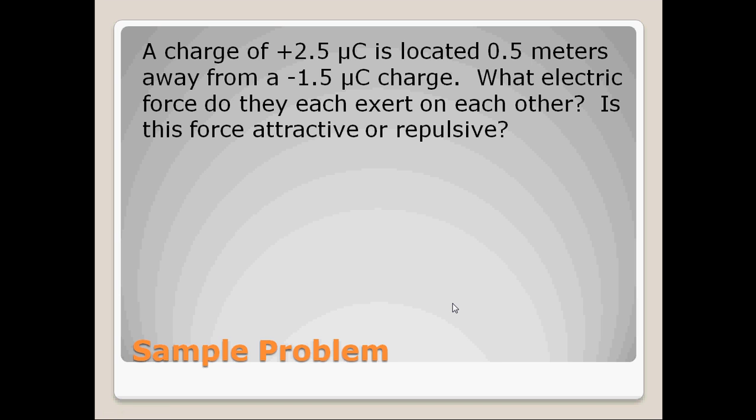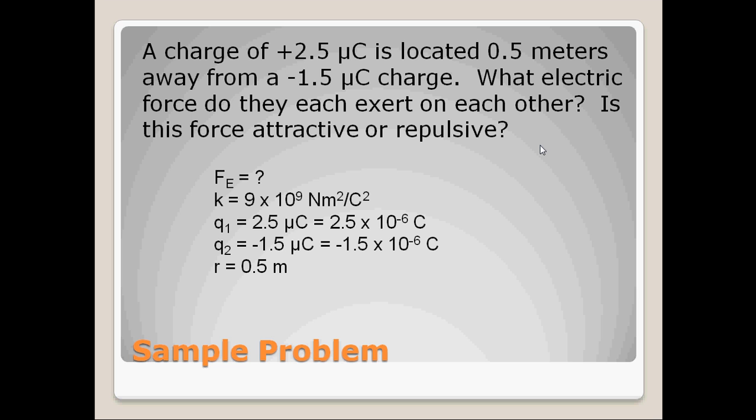All right, so we've got two charges located 0.5 meters apart from each other. Our first charge is positive 2.5 microcoulombs. Remember this guy? Yeah, micro, which means times 10 to the negative 6. Now this charge is interacting with another charge that is negative 1.5 microcoulombs. We want to figure out how big is that force in between them, and are they attracted to each other or repelled by each other.